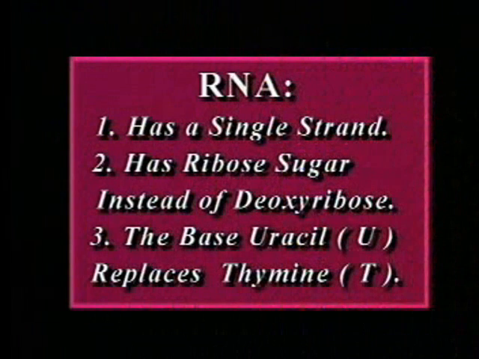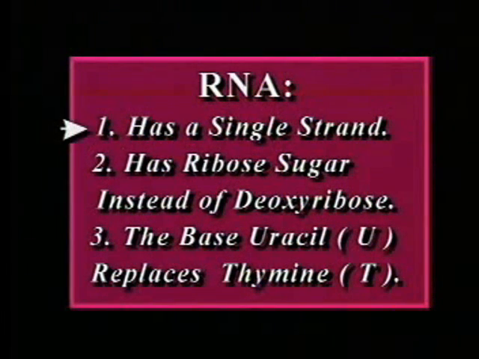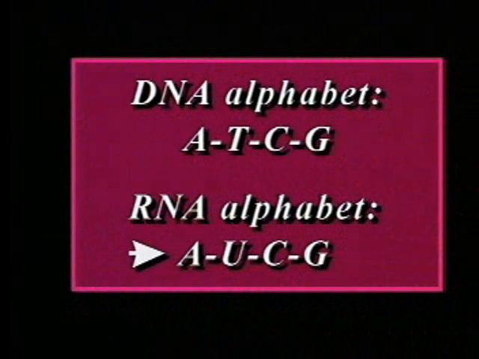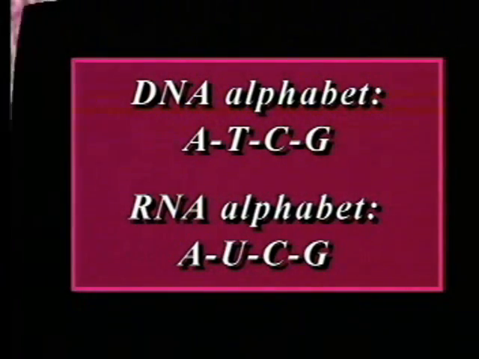RNA, or ribonucleic acid, is very similar to DNA, but RNA has only a single strand. It contains the sugar ribose instead of deoxyribose, and a base called uracil replaces the thymine found in DNA. So the RNA alphabet is A, U, C, G, not the A, T, C, G used by DNA.